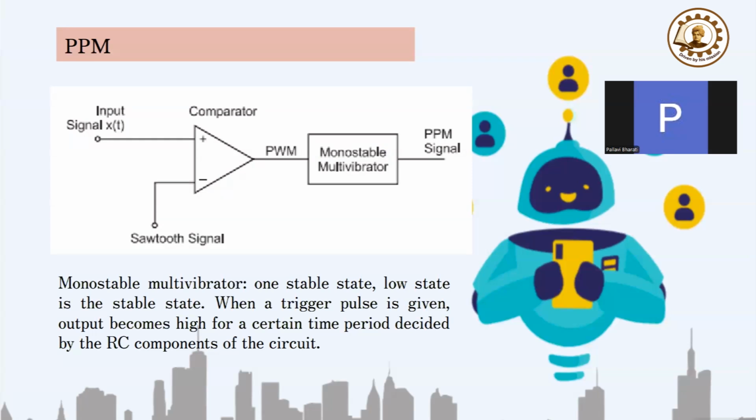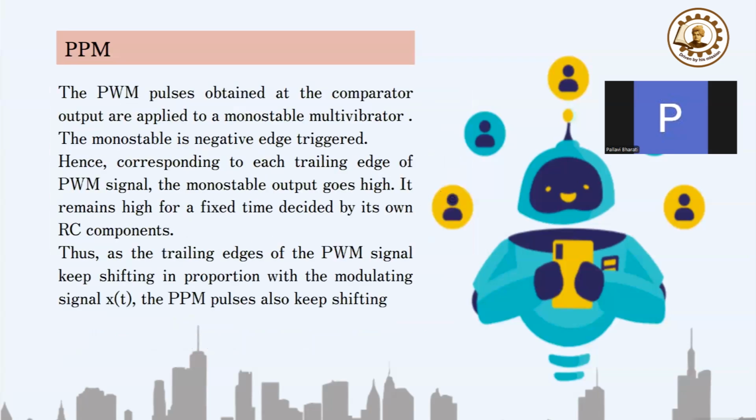So what is going to happen is that the PWM signal is going to act as the trigger for the monostable multivibrator. It is normally going to remain low. Whenever the PWM signal comes, it will become high. And this way it will generate PPM pulses.